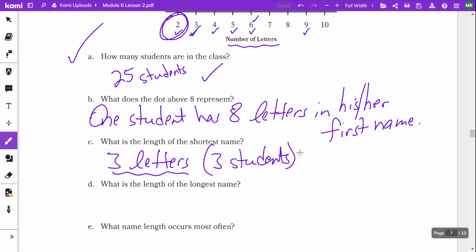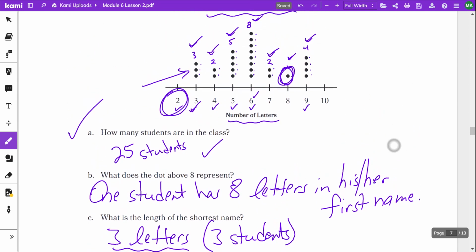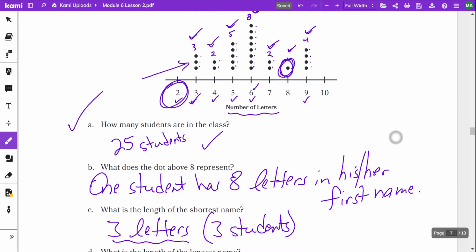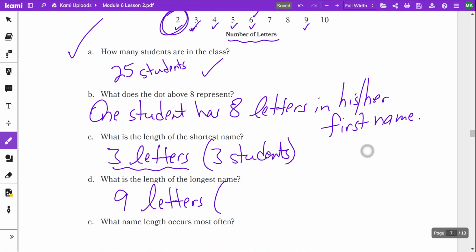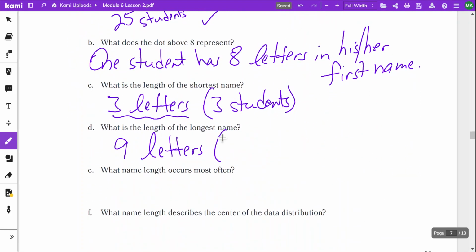Okay. What is the length of the longest name? Well, we don't know the names, right? We only know how many. So it's 9 letters that we know from, and they're not even asking this, but I'm putting it in anyway, from 4 students. I'll even put the from in there. I'll really wow my teachers, right?